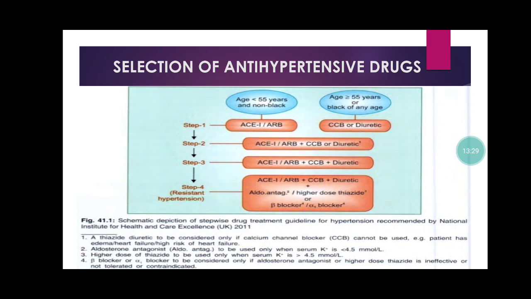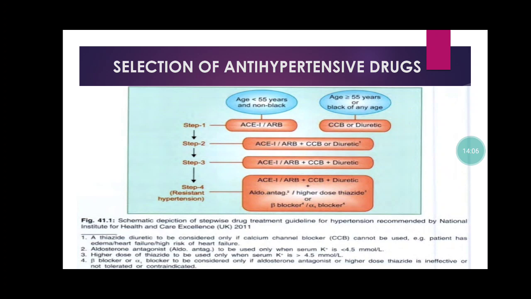Step 3 includes all three first-line drug classes, that is ACE inhibitors or ARBs, calcium channel blockers, and diuretics together. However, before adding the third drug, the dose of the existing medication should be titrated to the optimal level or the best tolerated one. The final step is for patients who do not achieve target BP even when taking optimal doses of three drugs. They are regarded as having resistant hypertension, which usually includes patients having diabetes and/or CKD.